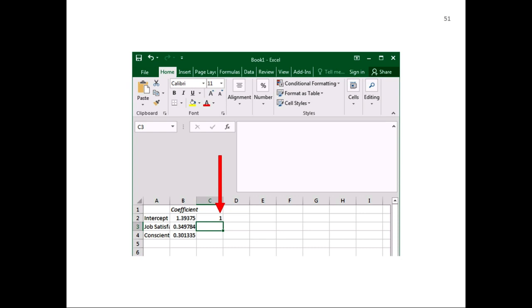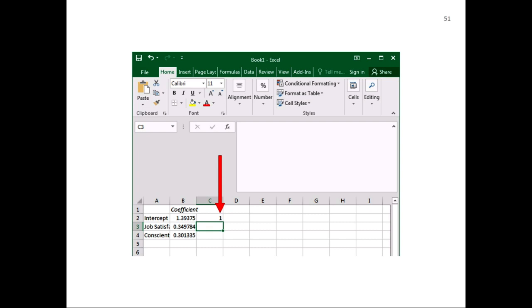As you can see, I just copy and pasted the coefficient label. I copy and pasted the other labels, the intercept, the job satisfaction, and the conscientiousness labels. And then I included the numbers. I included the beta naught, which was 1.39, the beta 1 that was 0.349, and the beta 2 that was 0.301.